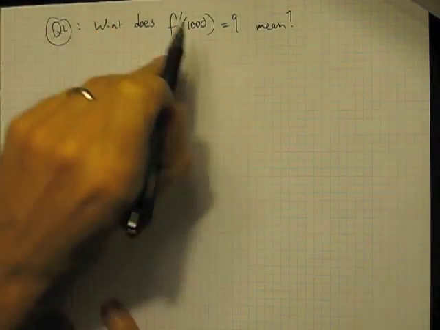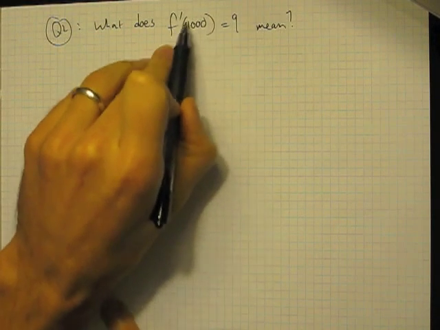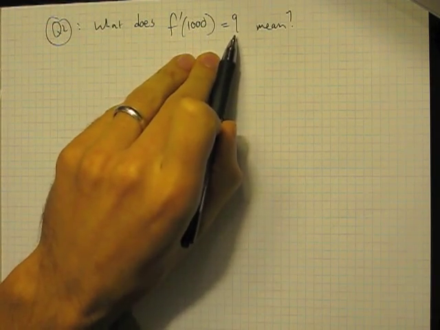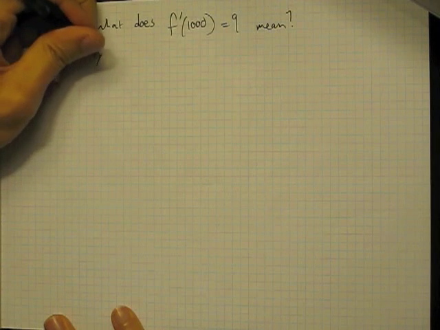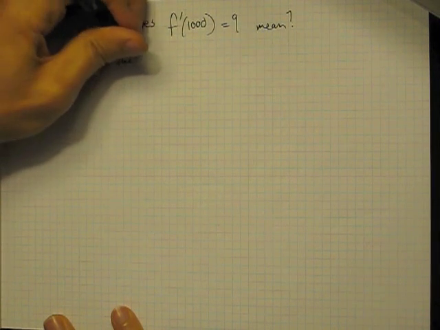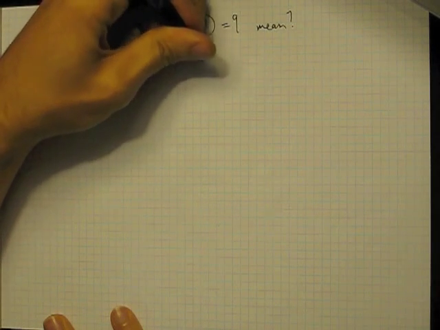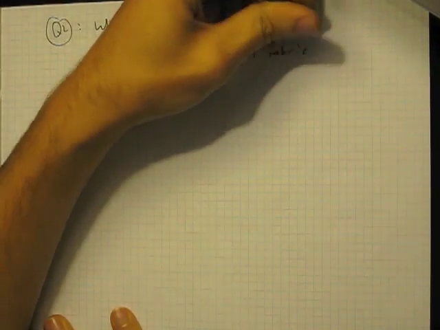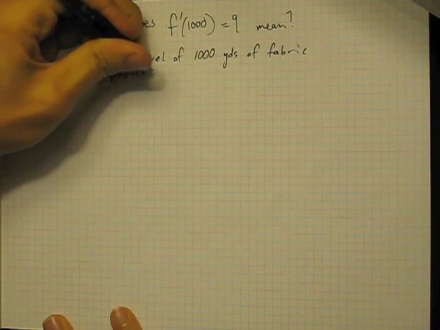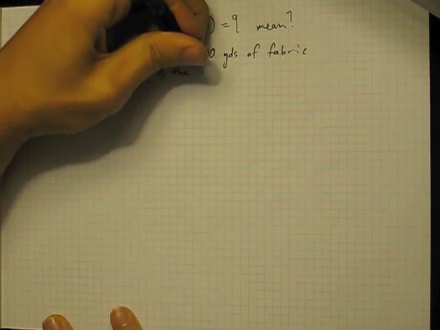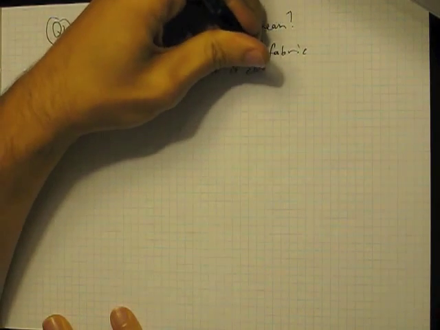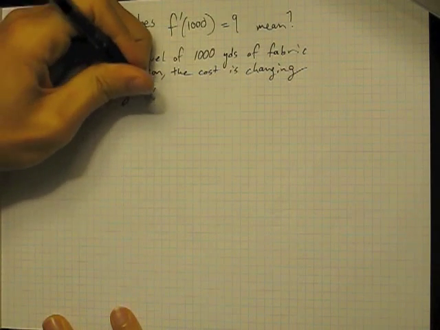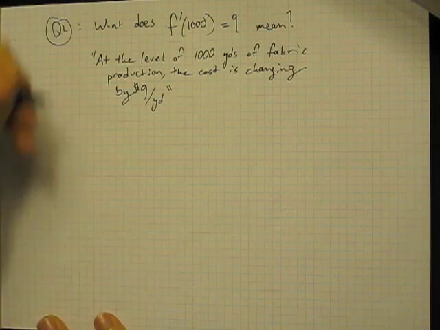So what this means is that at the level of producing 1,000 yards of fabric, the rate of change of the cost is $9 per yard. Okay, so let's write that. At the level of 1,000 yards of fabric production, the cost is changing by $9 per yard. So this is the answer.